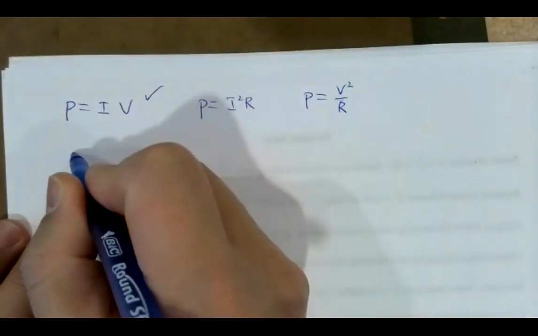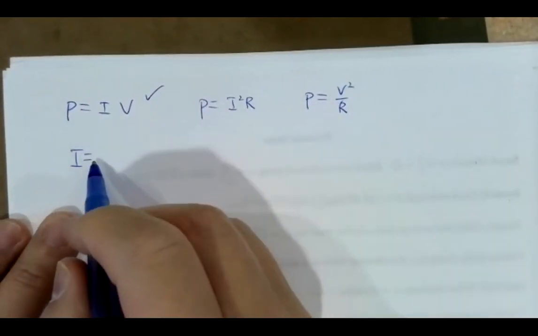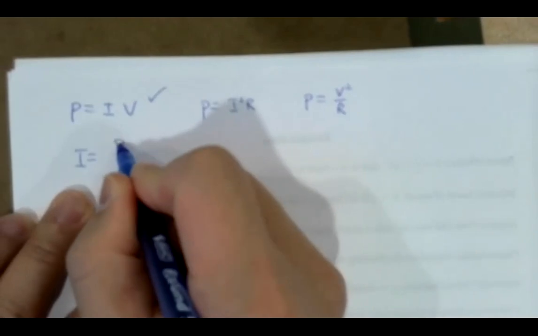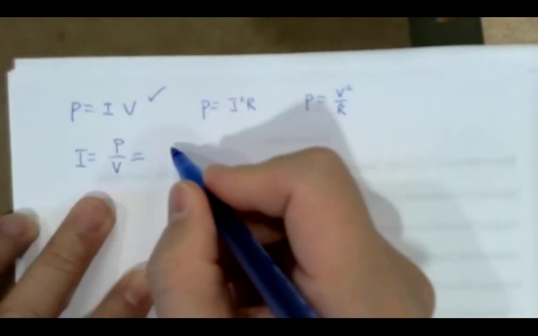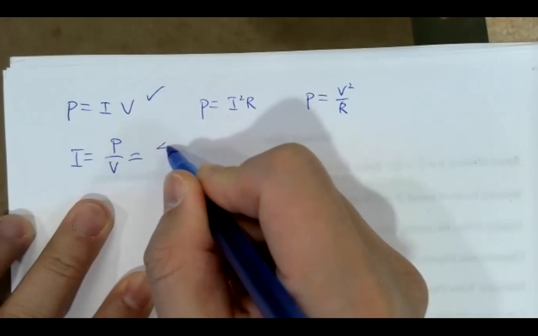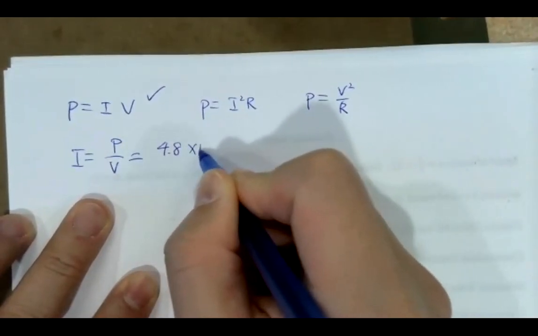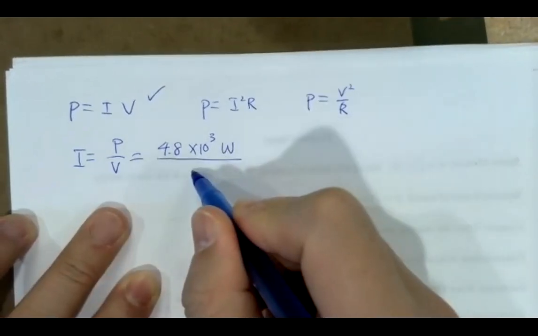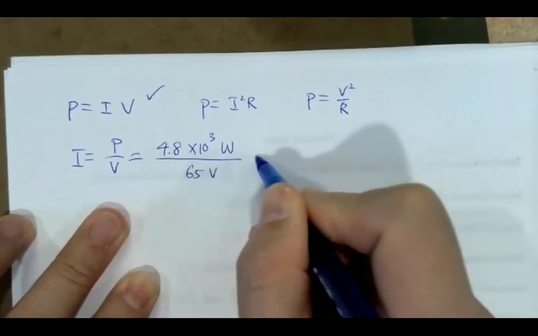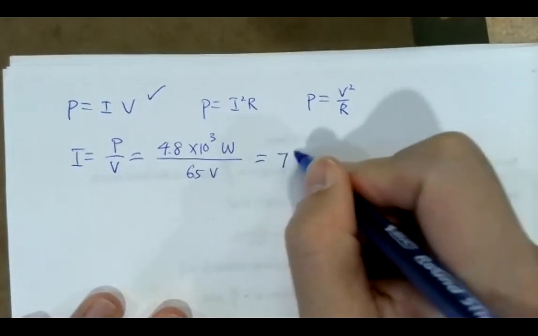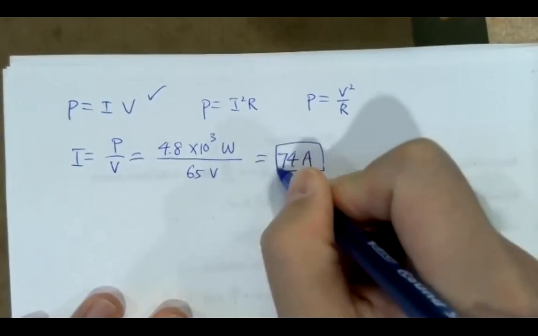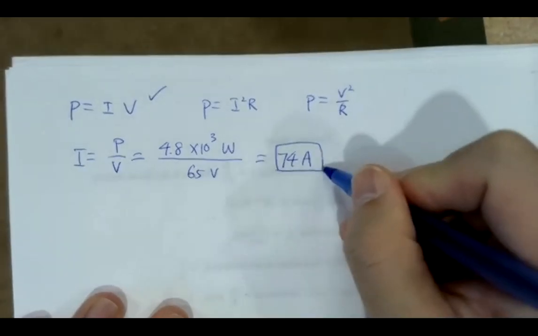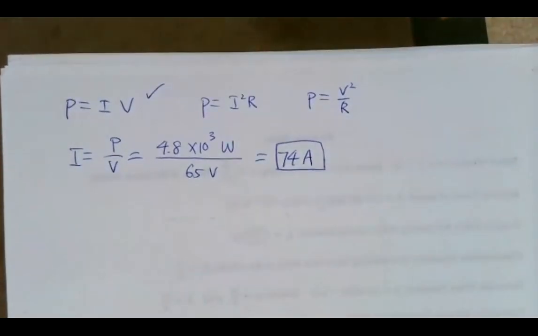So in that sense, I think we can take a look here now together. So I should then be equal to P over V, power divided by the voltage. The power is 4.8 kilowatts, so that means times 10 to the 3. Then divided by 65 volts, that will give you 74 amps for the current. Just remember to convert kilowatts to watts, times 10 to the third.